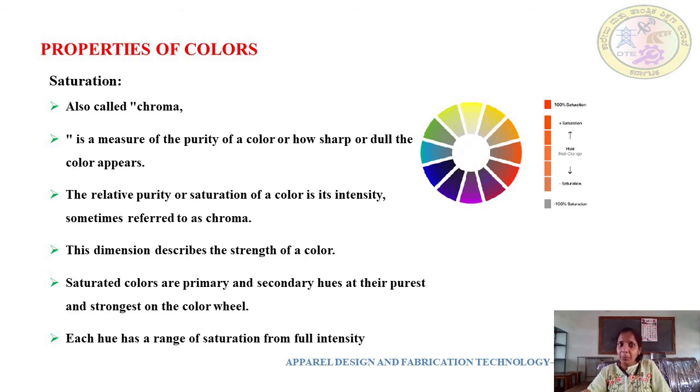Saturated colors are primary and secondary hues. The primary hues and the secondary hues are saturated colors because they are strong colors. They have gained a strong position in the color wheel also. They are highlighting colors, they highlight more, and they are rich in quality. Each hue has a range of saturation from full intensity. Some colors will have full intensity and some will have saturated intensity.